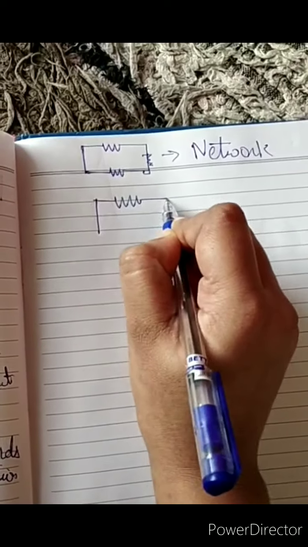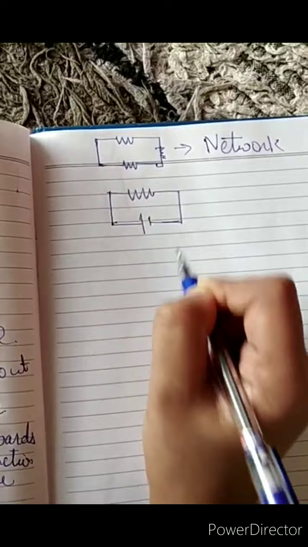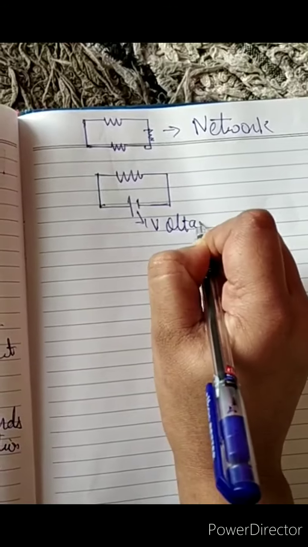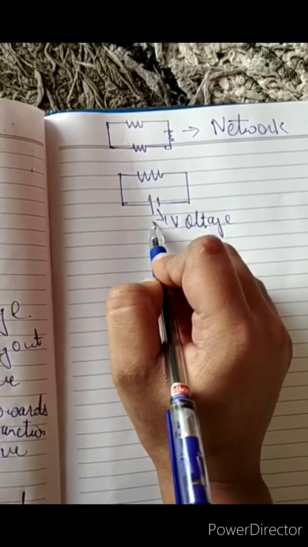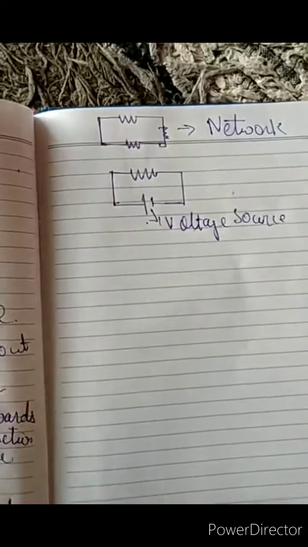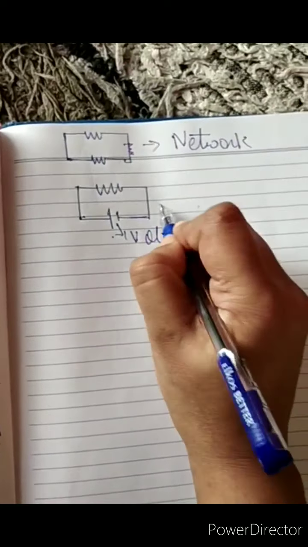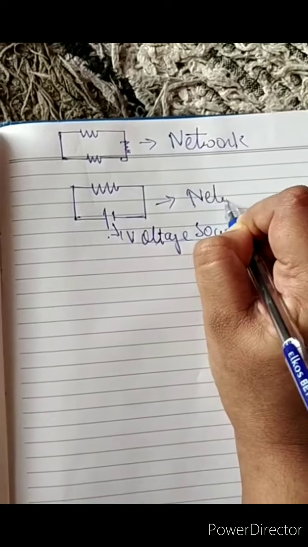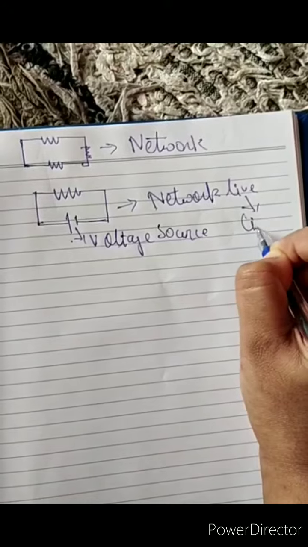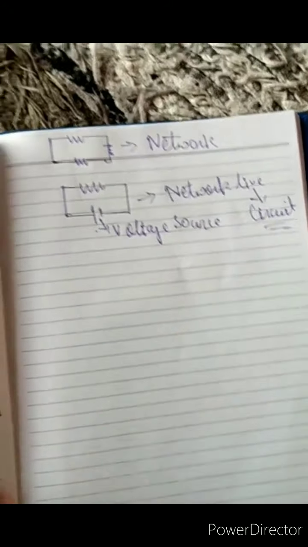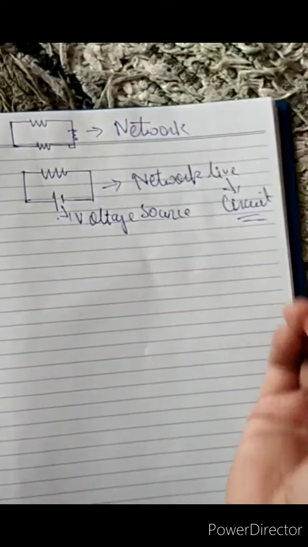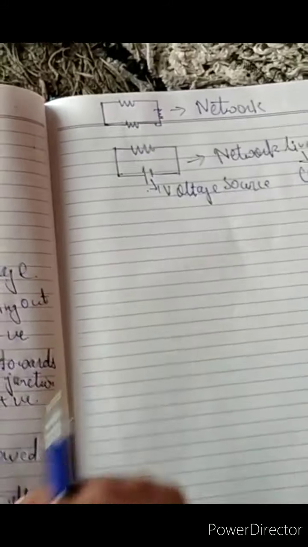But suppose this is my resistance, and I connect this resistance with my cell or battery, meaning a voltage source. When I connect the resistance with this voltage source, then I will say the network is live, or a live network, and this is called a circuit. So this is my circuit problem and this is my network problem. This is the difference between network and circuit, just to give additional information.